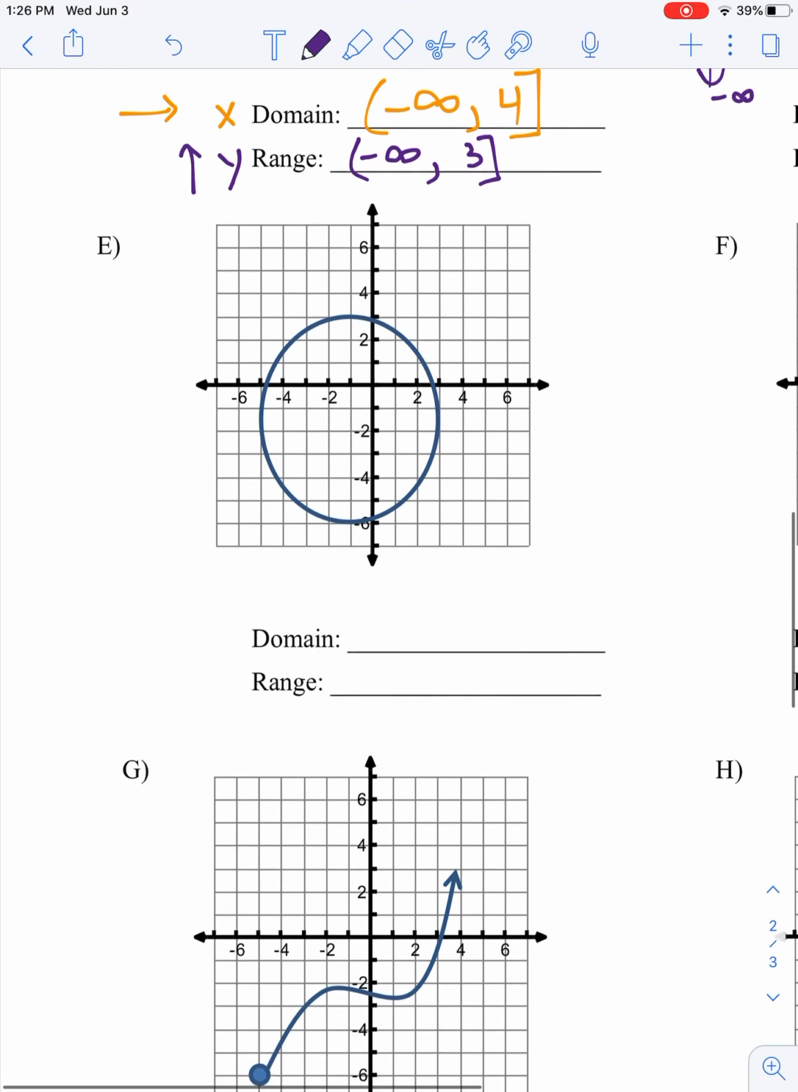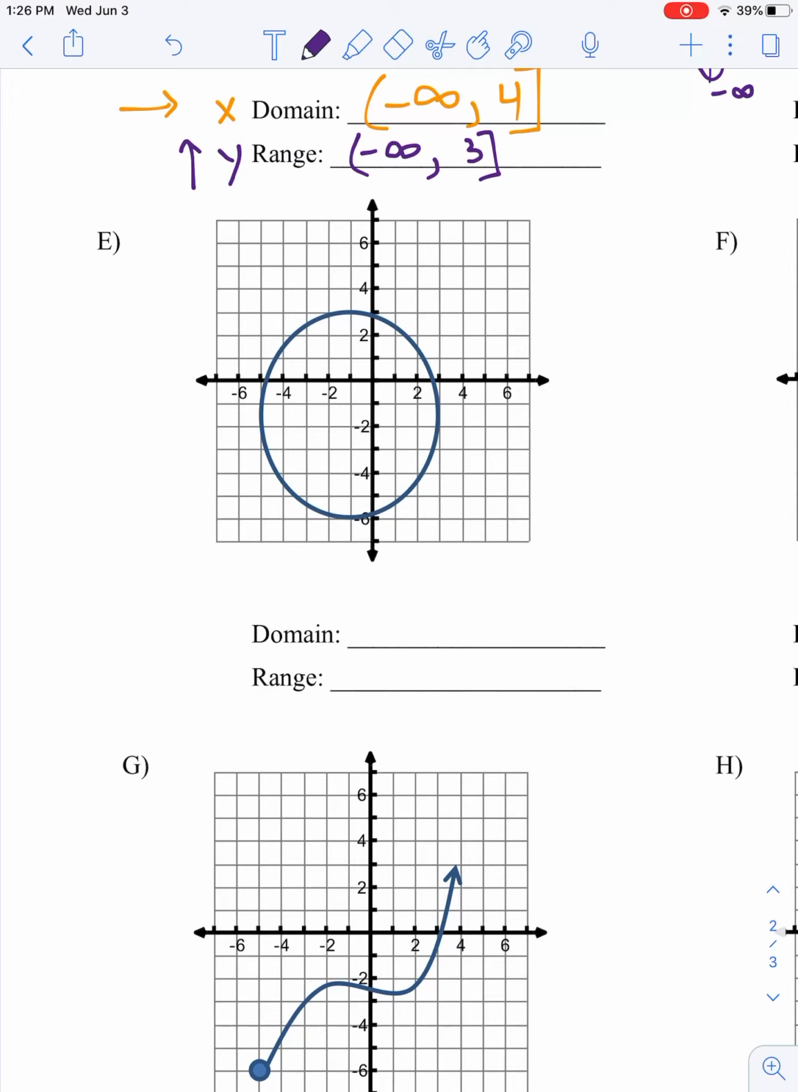Let's move on to example E. This is interesting. I don't know if it's exactly a circle. It looks more like an oval here. But that means that it does not pass the vertical line test, and it's not a function. But all we're asked for is the domain and range here.